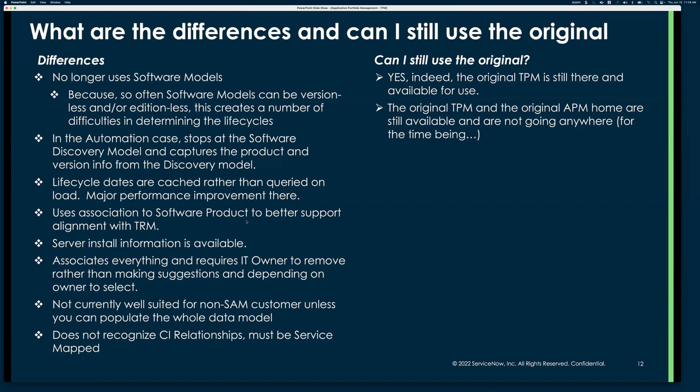So if you don't have SAM Pro and all that, you're probably going to want to wait a little bit before using the new TPM, but the old TPM is there. We're talking about it today. We're setting you up to be successful for both of them. The other thing, we don't recognize CI relationships. The old one did, but we no longer use CI relationships.